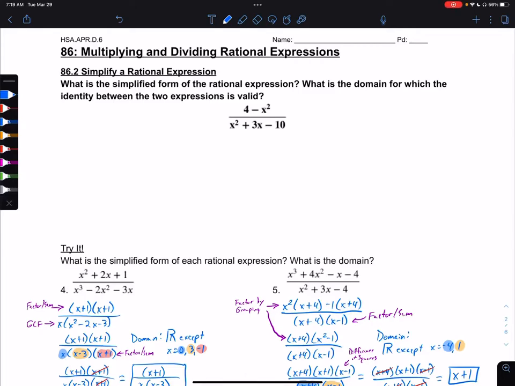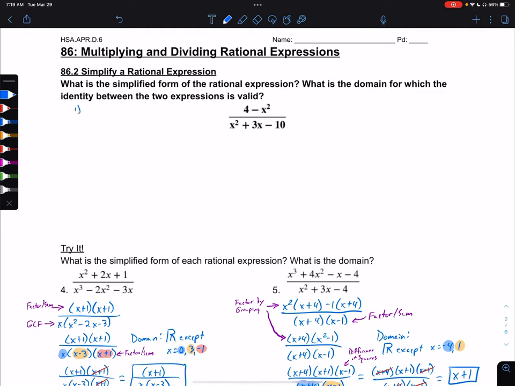Here we're going to look at topic 86, example 2, simplify a rational expression. What is the simplified form of the rational expression? What is the domain for which the identity between the two expressions is valid? So again, we want to do our 3 steps. This problem is going to be done just how we did the previous example in 86.1.